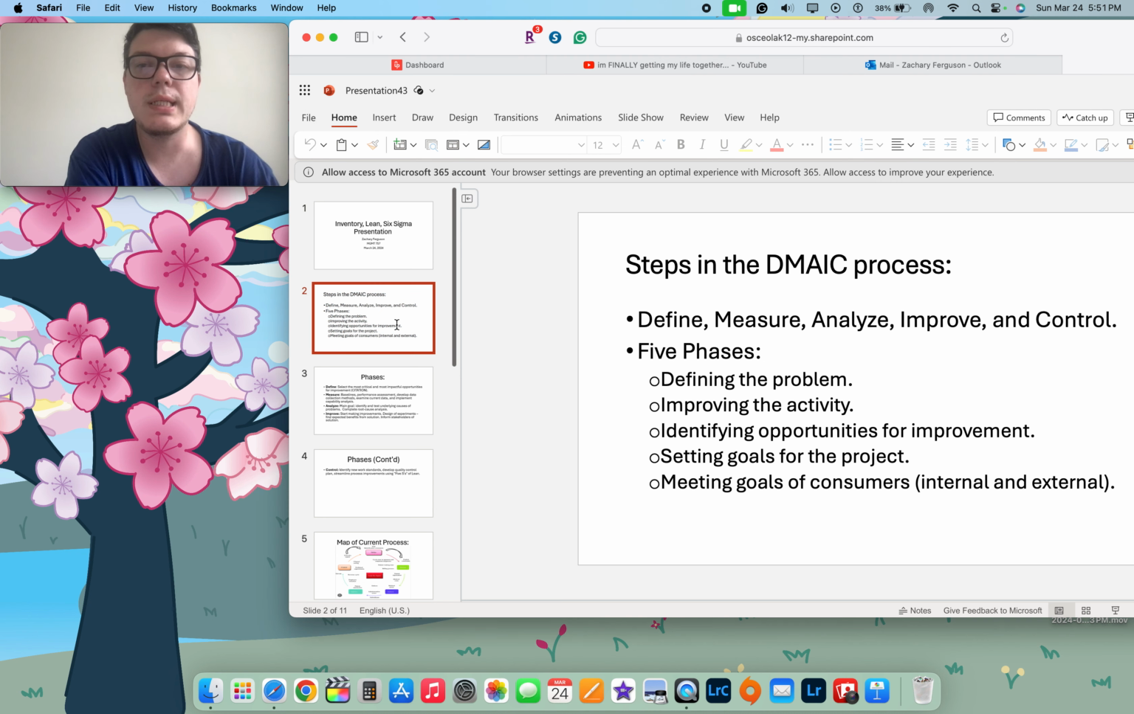So the steps in the DMAIC process include define, measure, analyze, improve, and control. Within these 5 phases, you must identify the problem and define the problem within your organization. You must improve the overall activity that is occurring in your organization. For my example, it would be healthcare. You must identify opportunities for improvement.